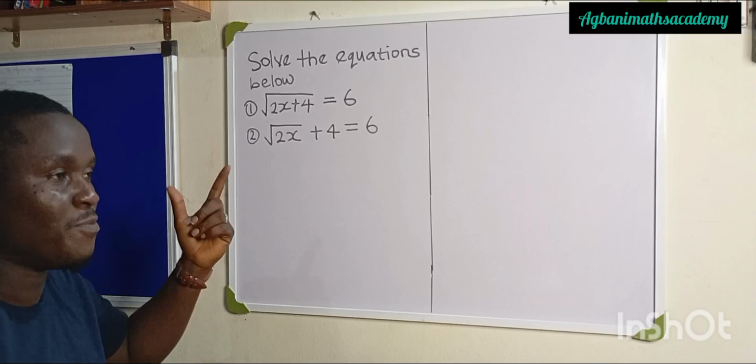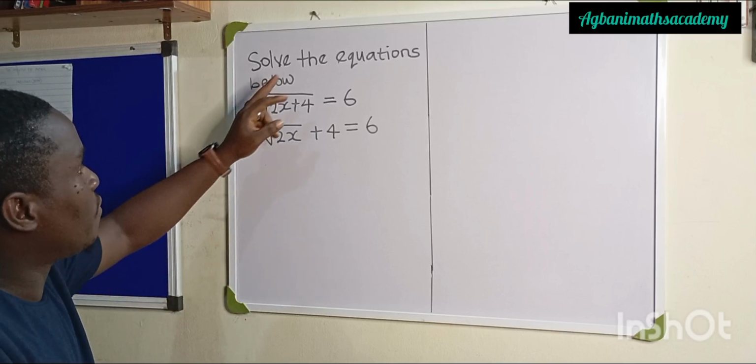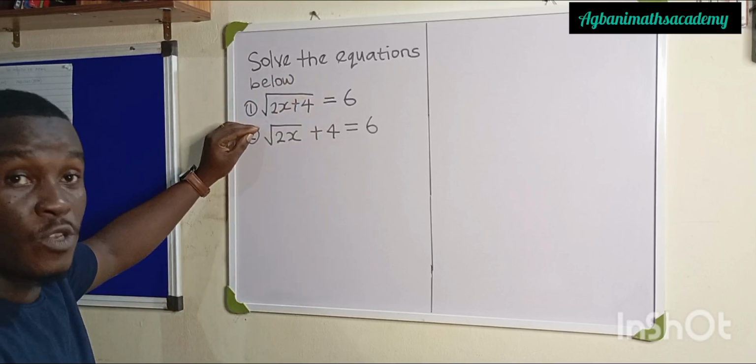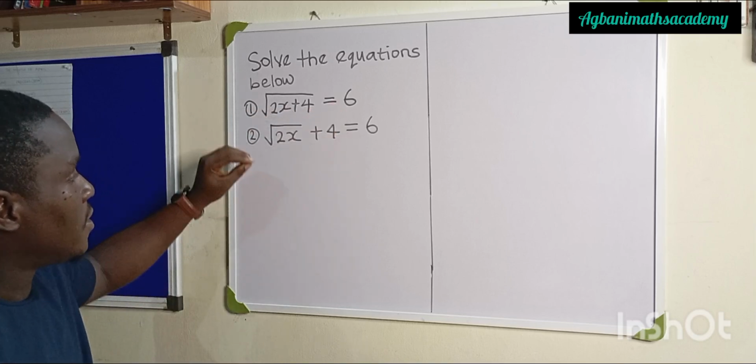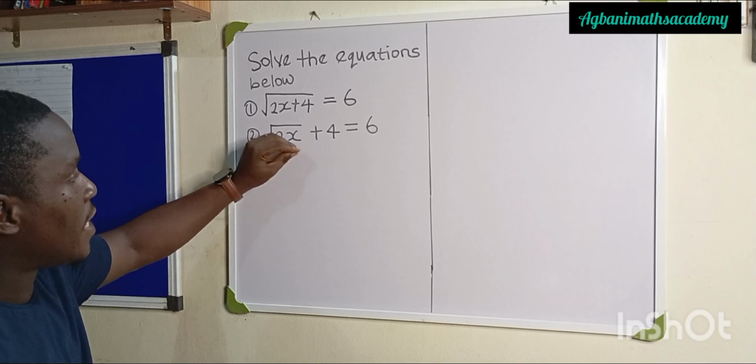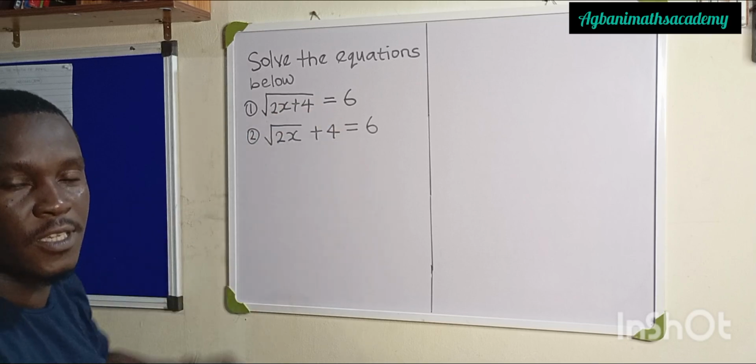Hi guys, let's look at this simple question that we have here. We are told to solve the equations below. The first equation is the square root of 2x plus 4 is equal to 6. The second equation is the square root of 2x, plus 4, is equal to 6.